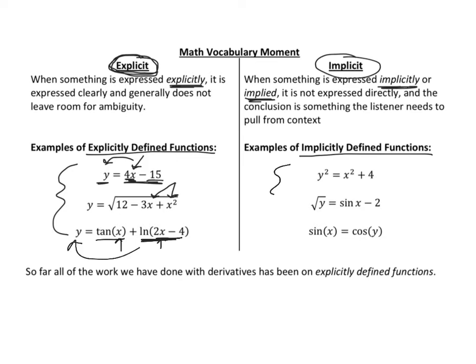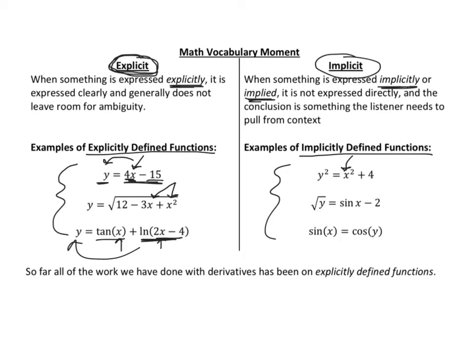For these examples over here that are implicitly defined functions, when I plug in an x value, it's not a direct relationship to what's going to happen to y. I'm going to have to do something to x and add 4, and then I'm going to have to square root in order to figure out what y is. Do you see how in all of these ones, there's clearly a relationship between x and y, but it's not nearly as explicitly defined as these ones are?